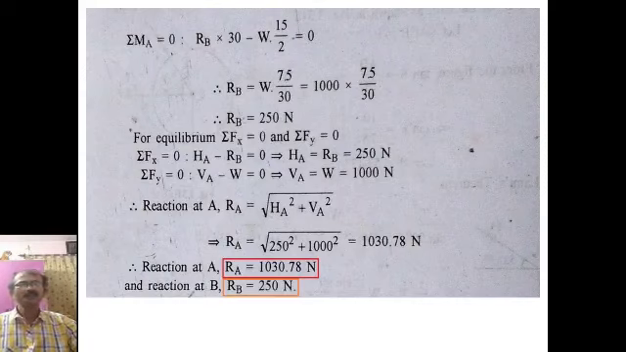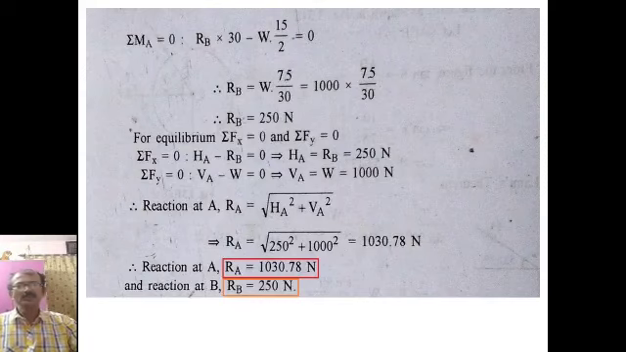For equilibrium, we know that summation of Fx equals 0 and summation of Fy equals 0. From summation of Fx equals 0, HA minus RB equals 0. From this, you can easily calculate the value of HA. So, RB equals HA. So, finally, the value of HA equals 250 Newton.